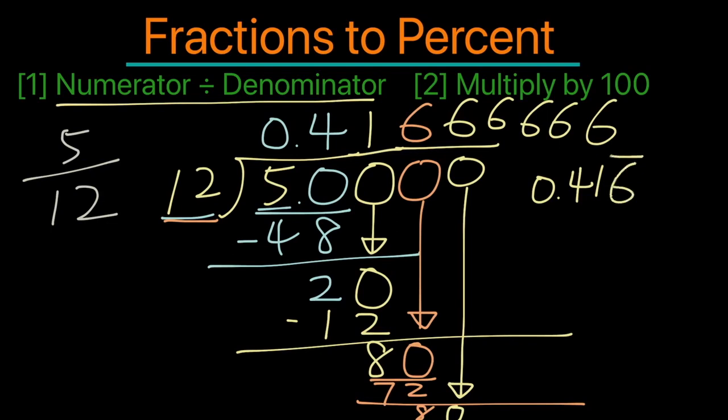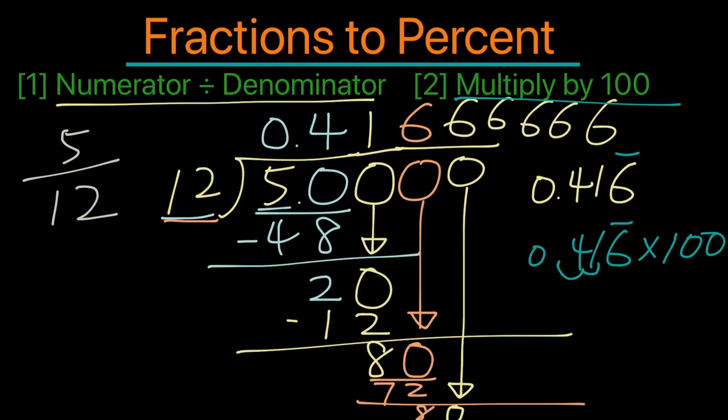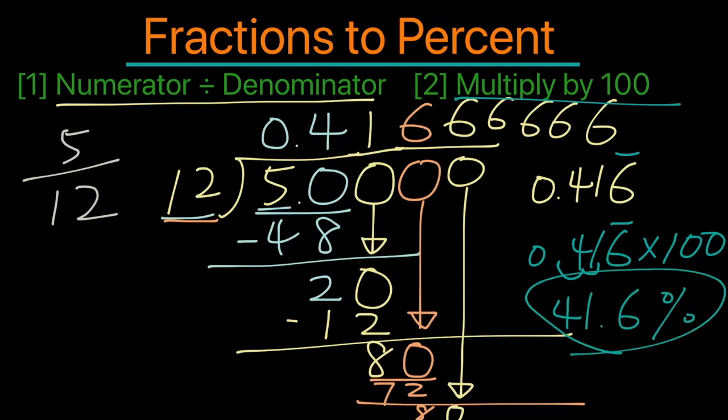Now if we take 0.416 times by 100, we'll get. Now we'll do the second step, which is taking 0.416 times by 100, and we're moving 2 decimal points, which becomes 41.6%. And that is our answer.